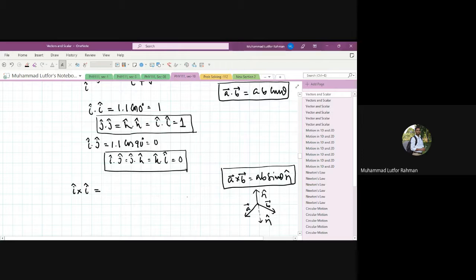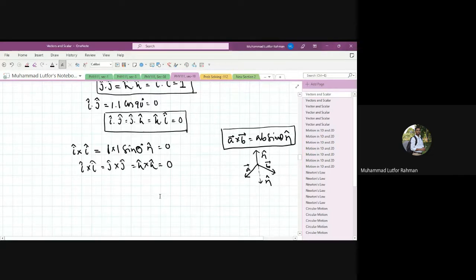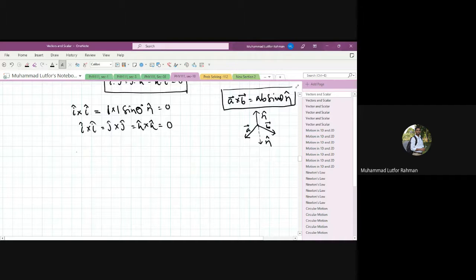So using that idea, we can write: the magnitude of i is 1, into 1, into sine 0 degree. Sine 0 is 0, so it becomes 0. So that's why i cross i equals j cross j equals k cross k. It becomes 0, because the angle between them is 0.